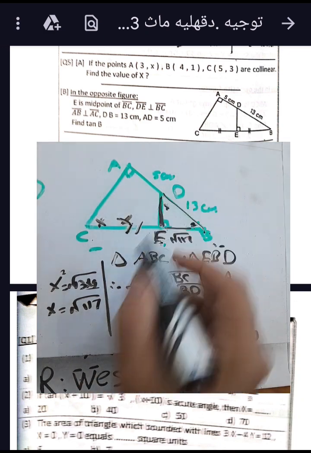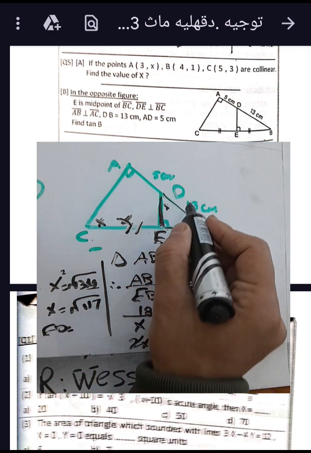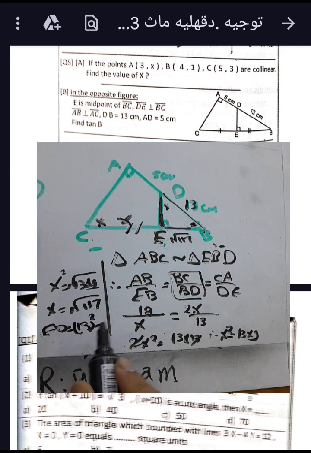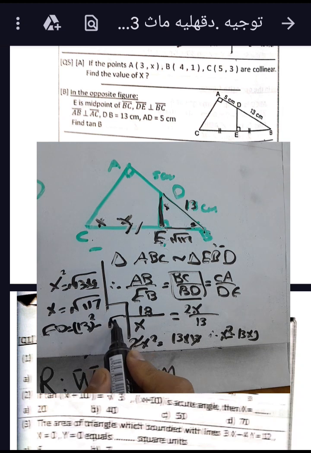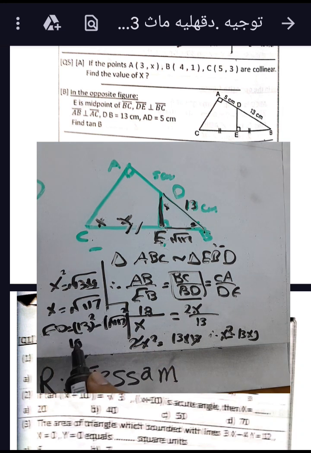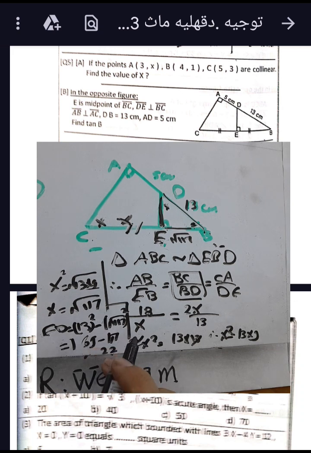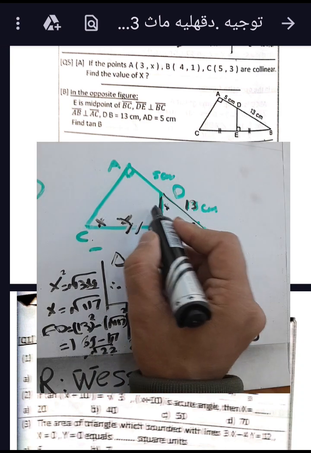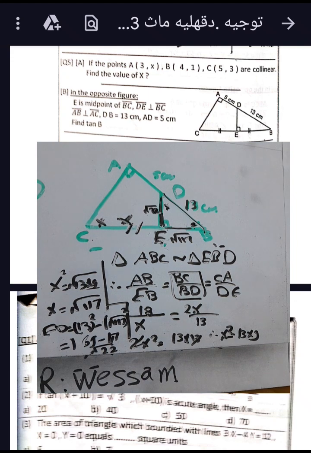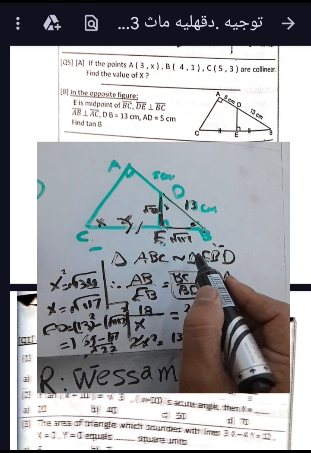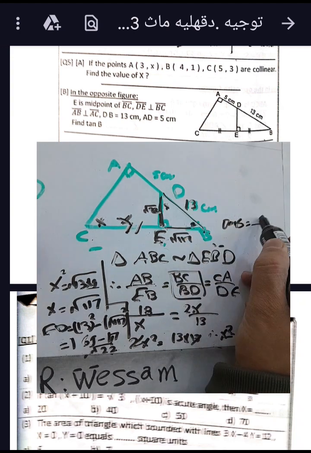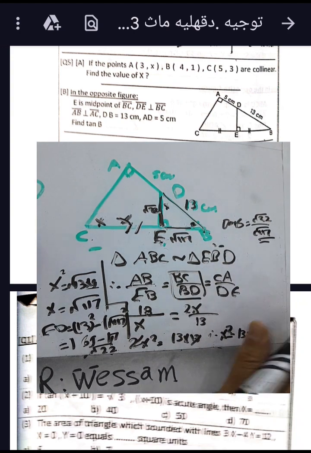Then we can find ED from Pythagoras: write 13 squared subtract 117, square root of it. The result will be 169 subtracted by 117: 9 minus 7 equals 2 and 6 minus 1 equals 5. The result will be the square root of 52 here. Then we can write tan B equals square root of 52 over square root of 117.